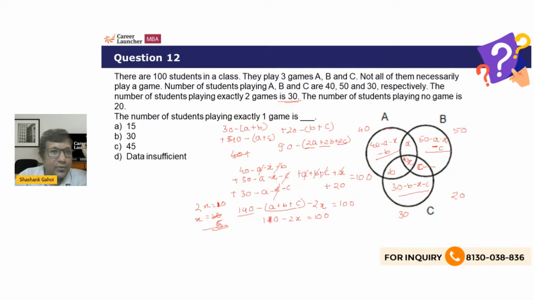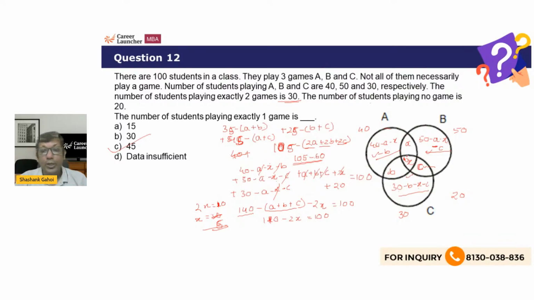Now 40 minus 5 is 35, minus A plus B. This is going to be 45. Now this is going to be 25. So this is going to be 105 minus 2 times A minus 2 times B minus 2 times C. Sorry, it is going to be 105. So 105 minus 60 is going to be exactly 1, meaning this plus this plus this. So 105 minus 60 comes out to be 45, and that's the answer.